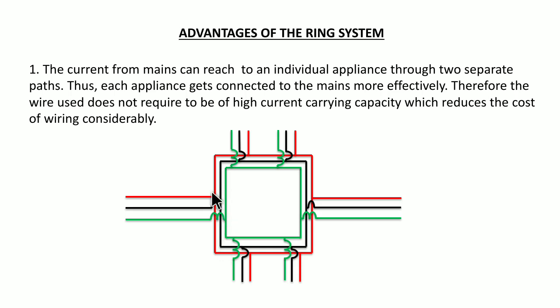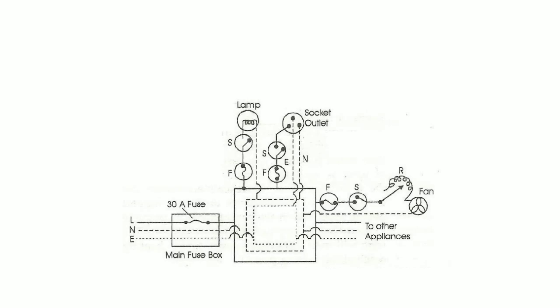Why will it be less? Because the current is getting diverted from both the sides, from both the paths, from here as well as from this side. Okay, so that's why the current carrying capacity will be higher only in this kind of formation. Therefore there is no need of high quality wires, so this reduces the cost of wiring considerably. So this is advantage number one. Next we have number two.